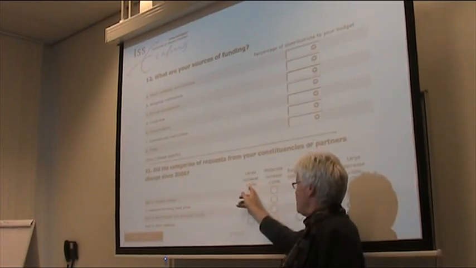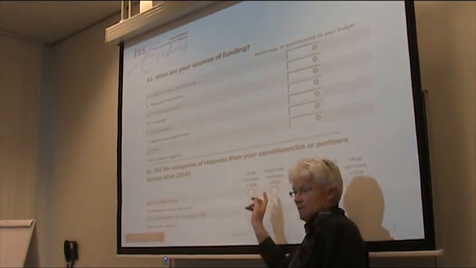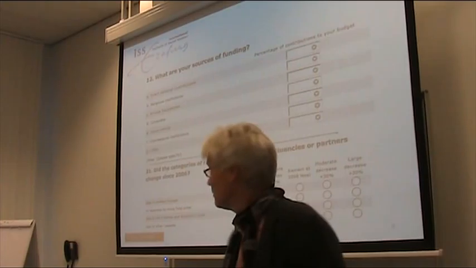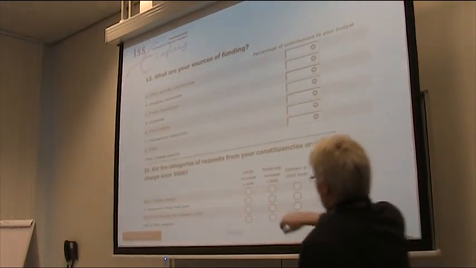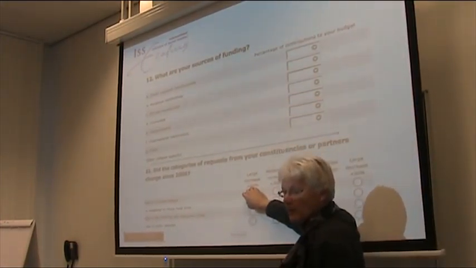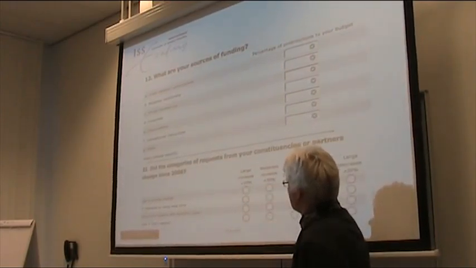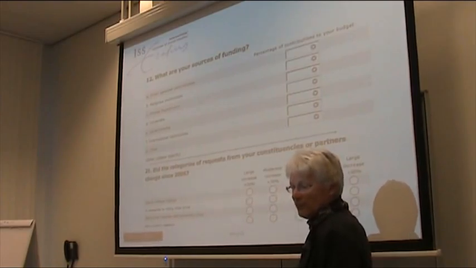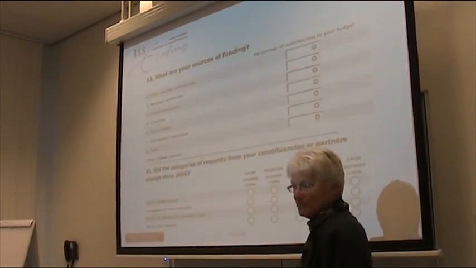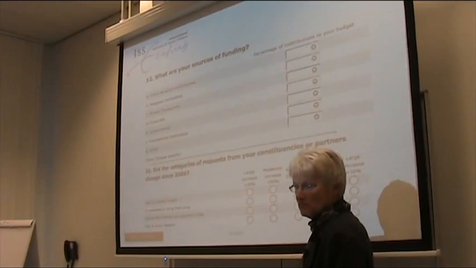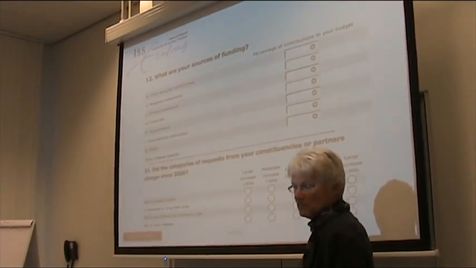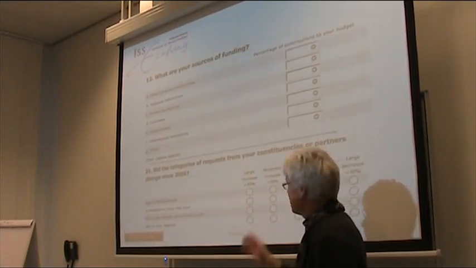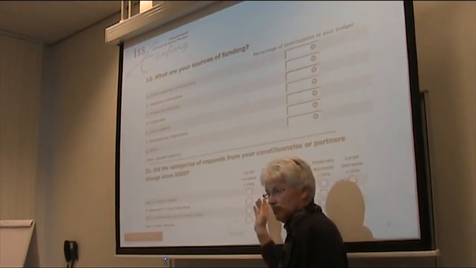And in order to help you, they give you an indication what they would say. A large increase, more than 30%. A moderate increase, less than 30%. This is also a very bad question. Why? What happens if you are 30? What do you have to answer? See?